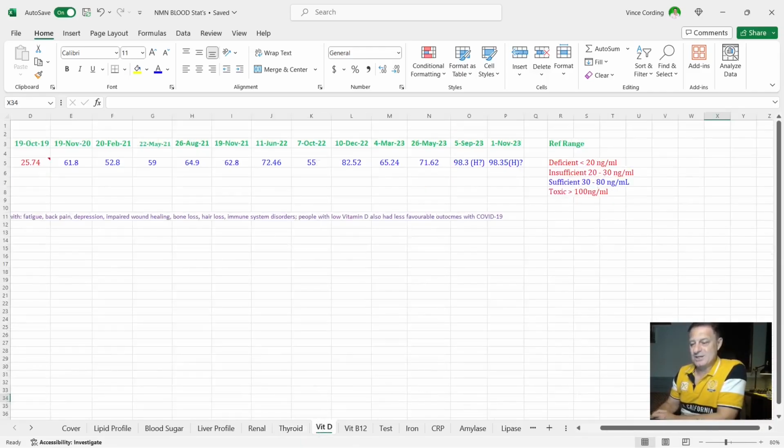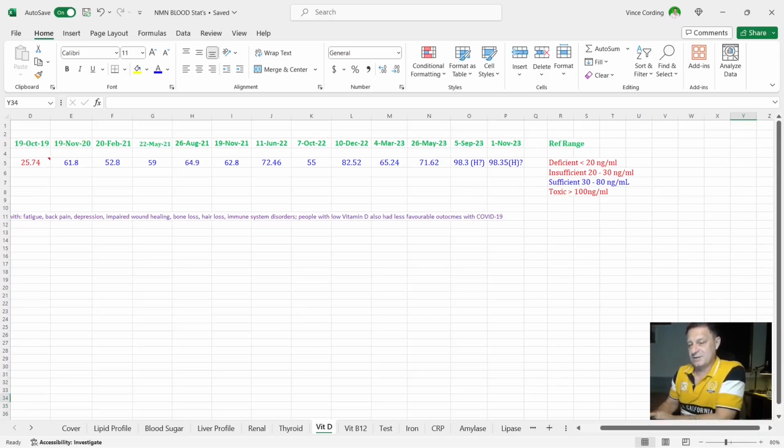Vitamin D, you can see here, I'm still up in the high 98s, which is not in the toxic range, which is over 100. But it's taken quite a big jump since I got here in the Philippines because I've been out in the sun a lot more. Even though I've stopped taking the 10,000 units for 2 days of the week, it's still gone up. So I'll give it another 3 months because I've read a few places it does take a couple of months for changes to be seen.